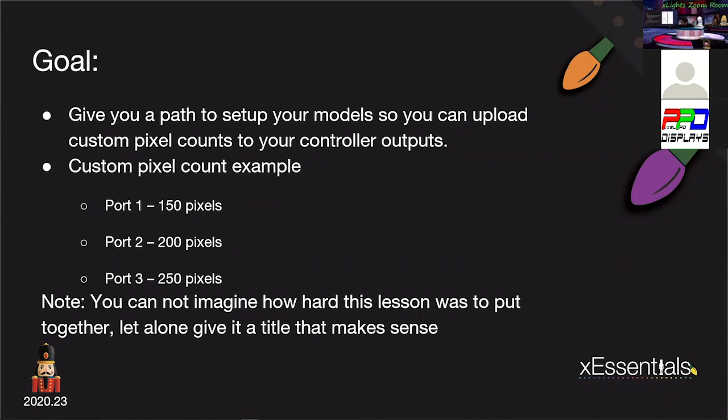The goal of tonight's class is to give you the path to set up your models so that you can upload custom pixel counts to your controller outputs. The best way I can describe this is I have a prop and I want to put custom pixel counts on each different port, but it's going to one model. How do you do this? There are other ways that I'm not going to talk about. I'm not going to talk about shadow models at all. That word won't come out of this presentation tonight. I'm going to work within one model confine. The example I'll give is, let's say you want 150 pixels on port number 1, 200 pixels on port number 2, and you want port number 3 to run 250 pixels. This can be done, and it is possible.